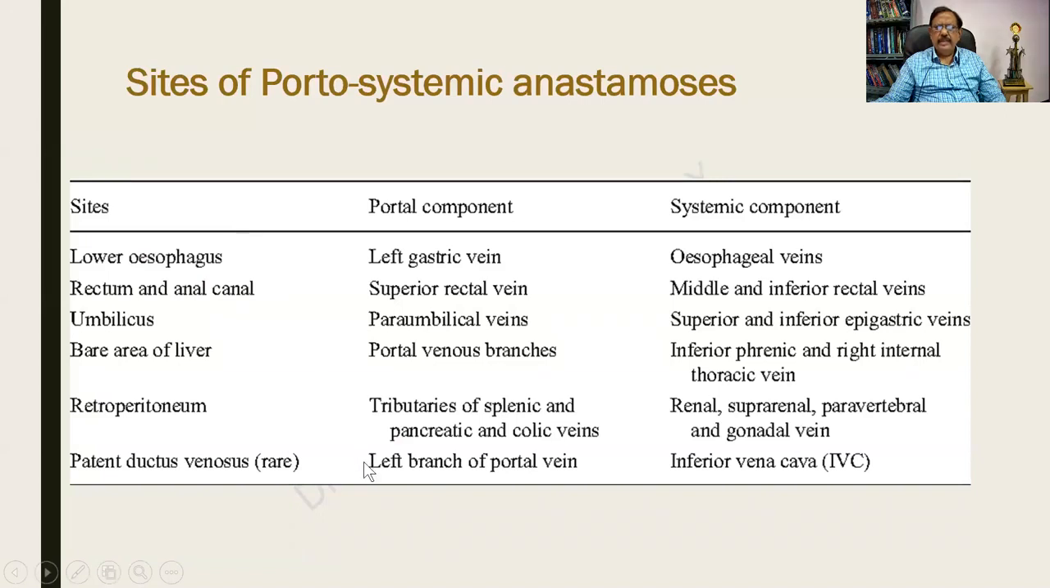And this is again the list. What is the portal component, what is the systemic component, and where the anastomosis occurs. Lower esophagus, you find that these are the various components, and bare area of the liver, for example, portal venous branches, and then inferior phrenic and right internal thoracic vein. I would like you to kindly go through this, not for my sake, but for being a good student in medicine. After all, as is your pathology, so is your medicine. Please go through this particular list and study it.